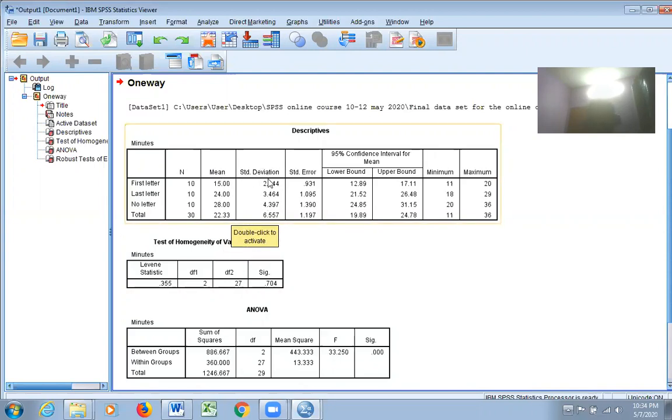And as far as standard deviation is concerned, we can see that the spread is more in case of respondents who did not get any hints. Standard error, as I told you, is the standard deviation of the sampling distribution. It tells about the 95% confidence interval, the population's lower limit and upper limit.